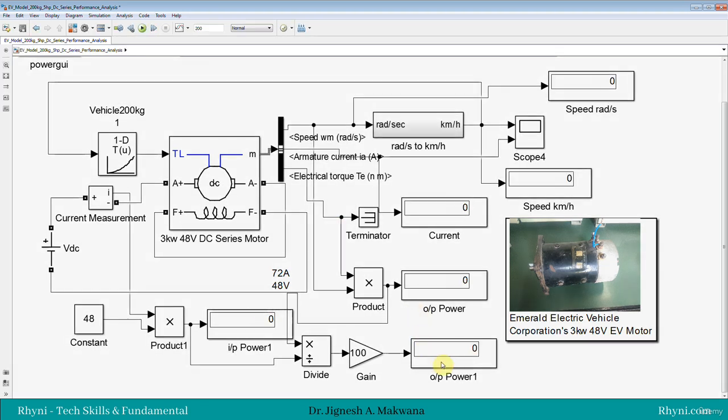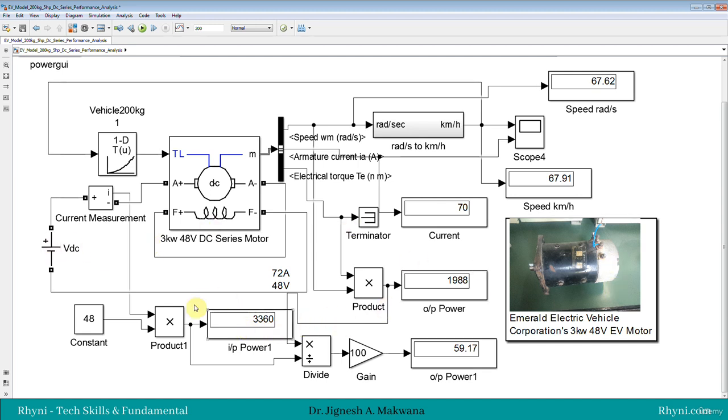Let's run it. You can see efficiency is 20-30% during starting, but as speed is increasing, it is reaching 54-55 around. So let's observe the final efficiency at maximum speed, steady state speed. Speed is still increasing. We can see at around maximum speed of 67 kilometer per hour, our efficiency is around 59% only. This is a DC motor, right?